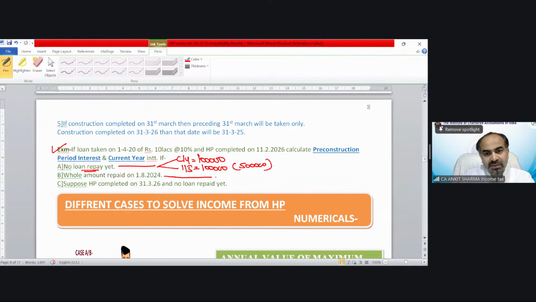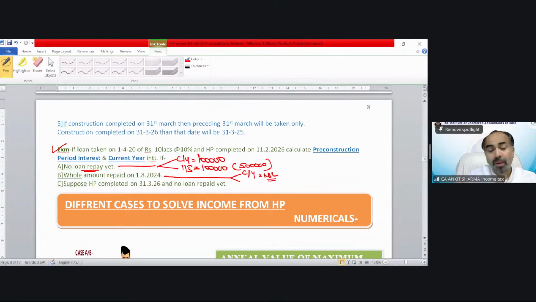Now in second case, the current year interest would be how much, student? How much current year interest we can claim in second case? What is the correct answer? What should be the current year interest in case of second case? Ketan has given the answer. The current year interest in the second case would be nil.